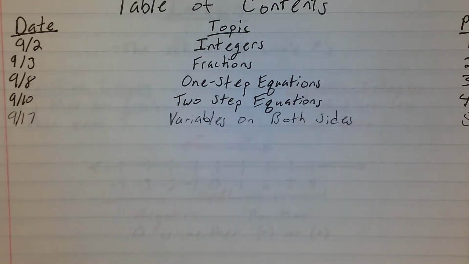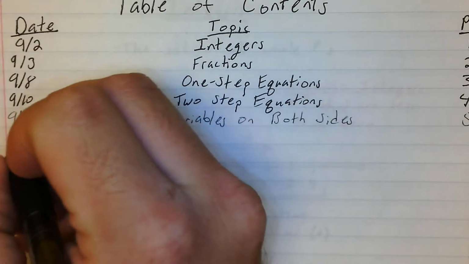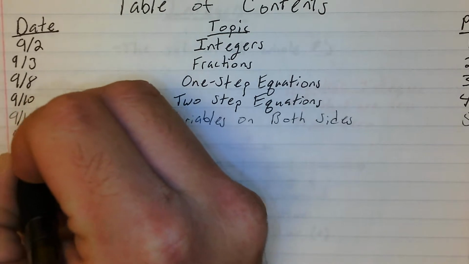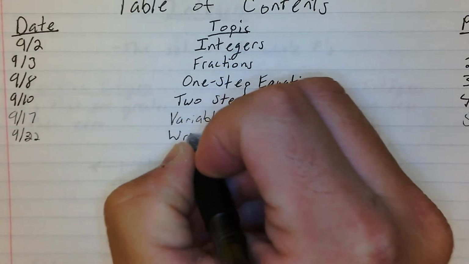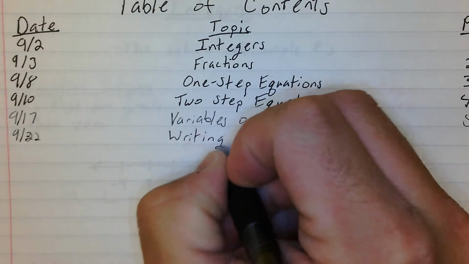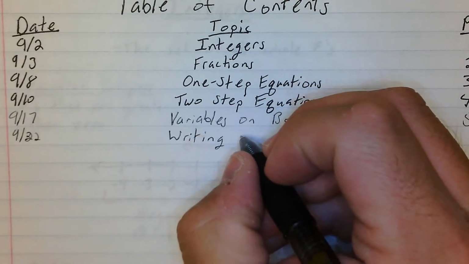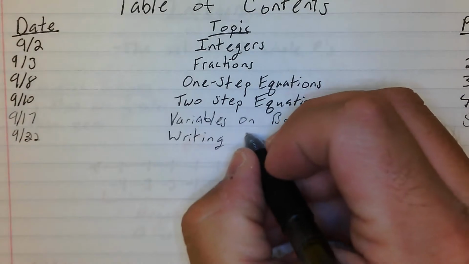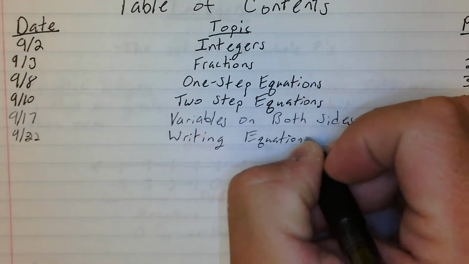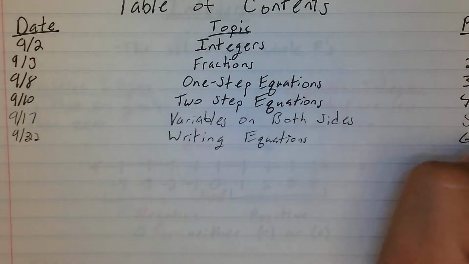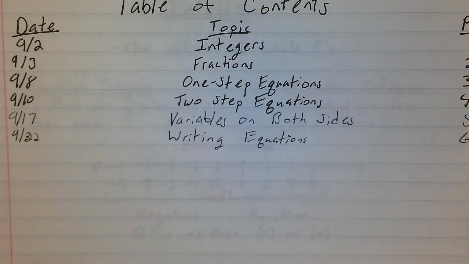Today is the 21st. I'm sorry, today's the 22nd. 9/22. Today we are going over writing equations. We're on page 6. At least that's what I'm on.